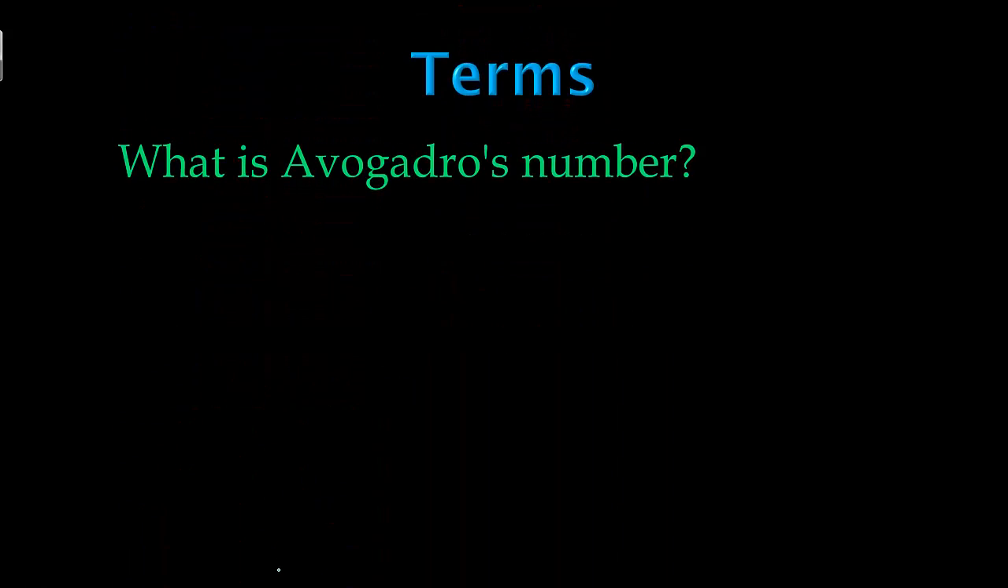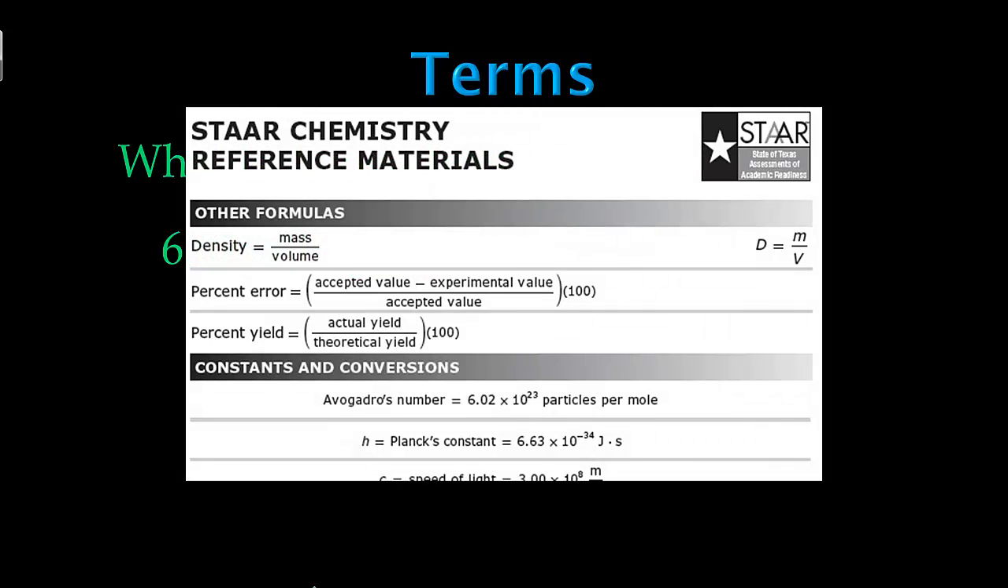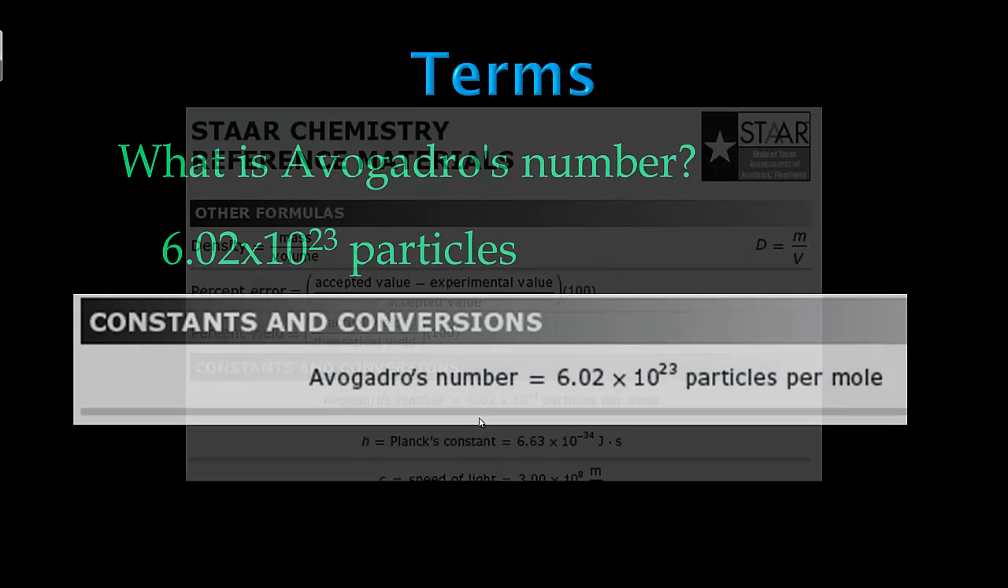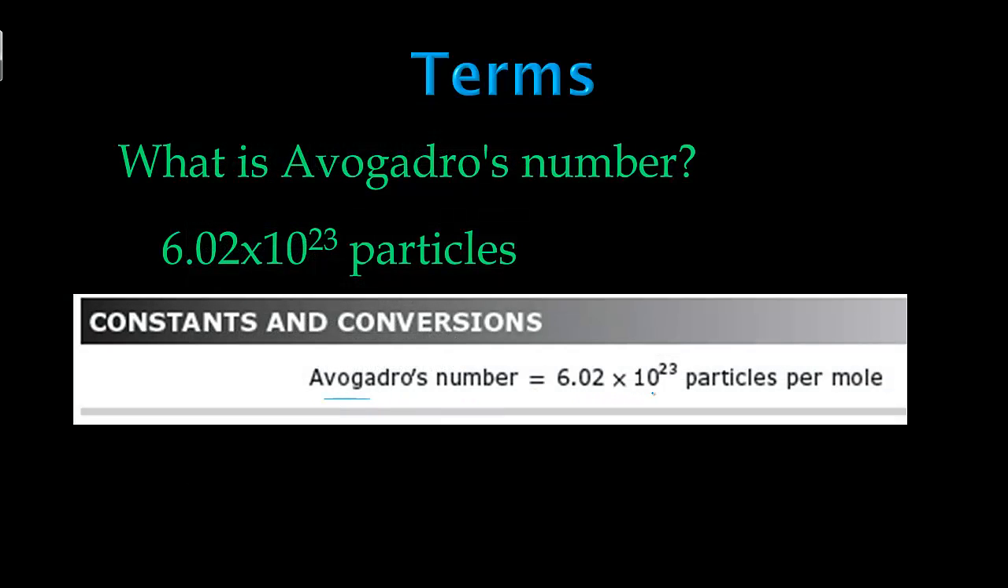So Avogadro's number happens to be a mole of particles. So it is 6.02 times 10 to the 23rd particles. Now, we don't expect you to memorize that number. It is actually on your STAR reference materials under constants and conversions because Avogadro's number is a constant. It is 6.02 times 10 to the 23rd particles per mole, and we'll talk more about particles and what that means in the next video.